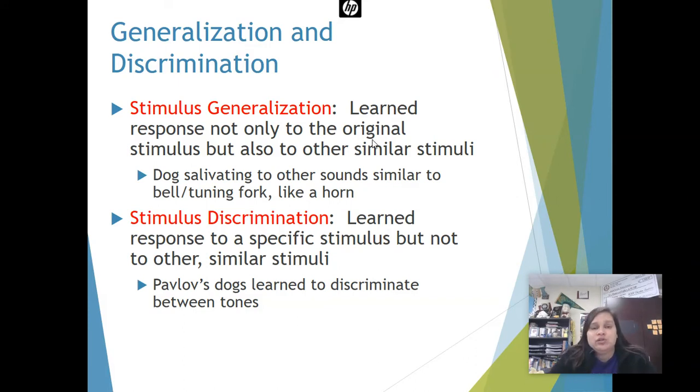But he found he could also do the opposite. He could teach the dog to discriminate the behavior. If he would play a tuning fork and bring out the food, then the dog would drool. But if he would play a horn and not bring any food, then the dog would learn, okay, plays horn, no food, tuning fork, food. So he would learn to discriminate between the two. So as long as the unconditioned stimulus was there with it, then the dog would have a response. He would learn to tell the difference between the tones.